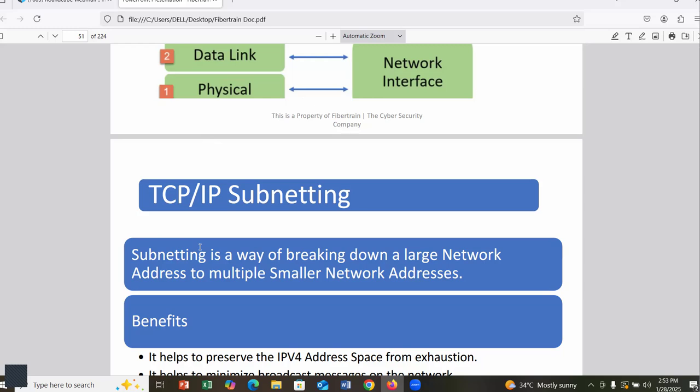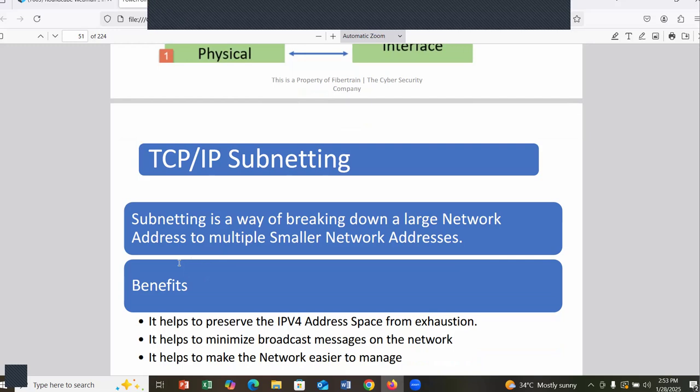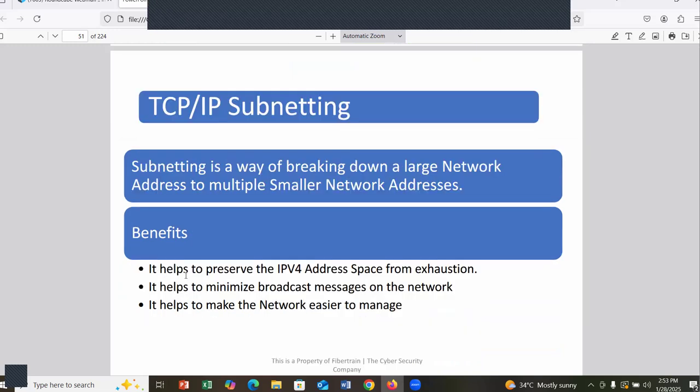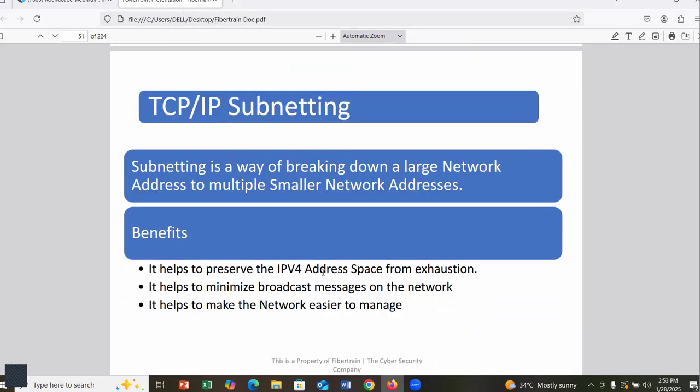That is what subnetting is. So what is the benefit of this subnetting? The first benefit is that it helps to preserve the IPv4 address space from exhaustion. If there were no subnetting, we would have exhausted IPv4 addresses. But subnetting helps us still be able to use IP addresses in IPv4.